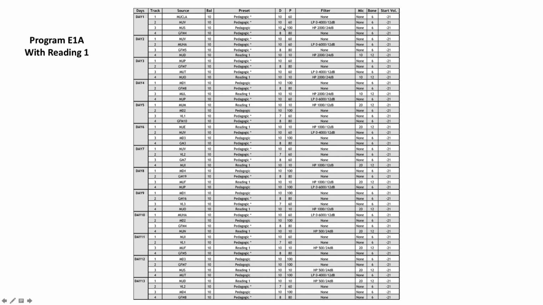Where is it? Because it didn't change my... No, it's not here. No, I'm sorry. It's starting on this level on the second day. So I put reading here.